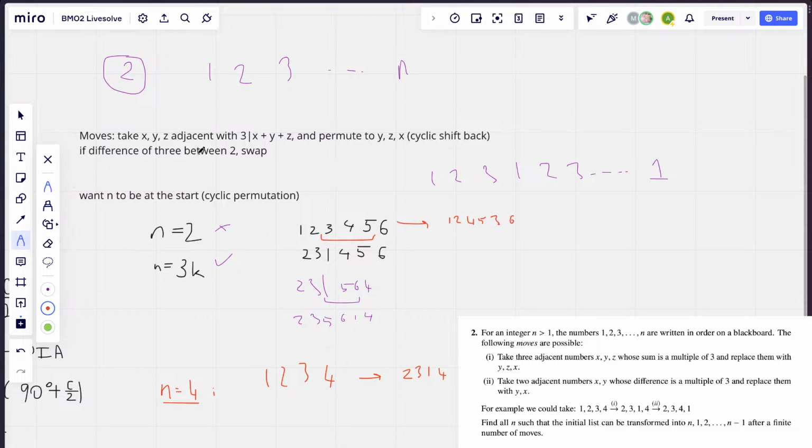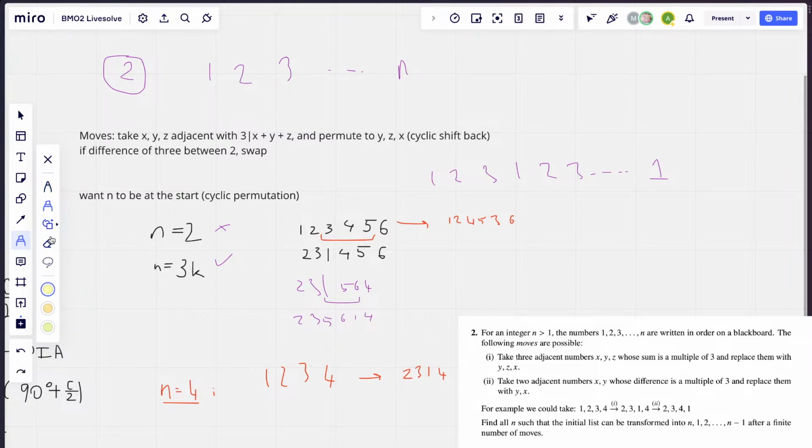So we need a difference of... Okay, so we can only shift until we get a difference of 3 between 2 of them. So that would need to be... We can get a 1 and a 4. Oh, okay. So we actually have a different move we can do here then.